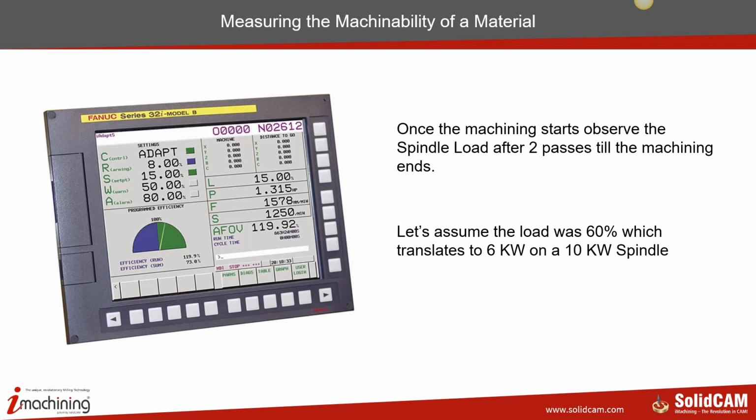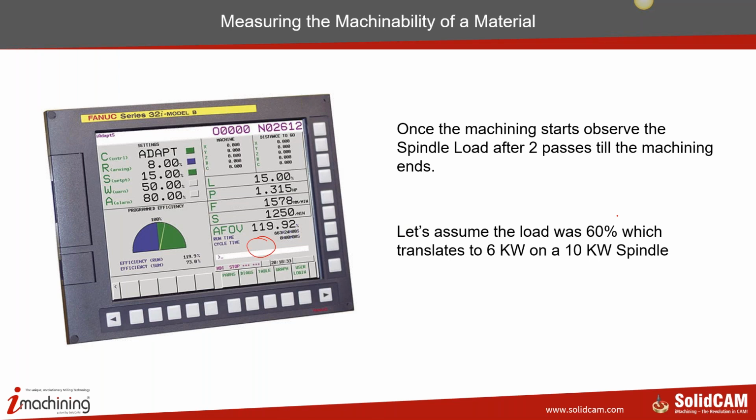After the machining starts, we ignore the first two passes because your material could have some kind of scaling and other things. So the first two passes are ignored until it starts getting a uniform cut around the part. Once it starts getting a uniform cut on the part, we start observing the spindle load on the controller and note it down. You need not machine the entire part. You can, but you need not. Even three or four passes is good enough for you to figure out the spindle load.